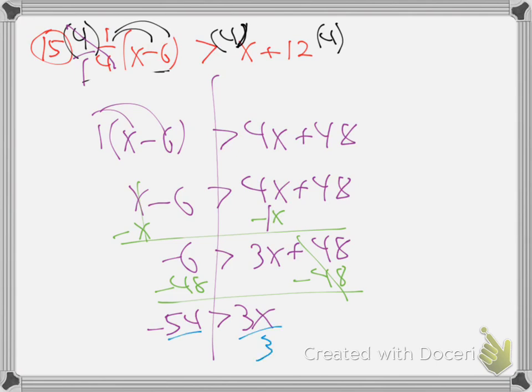Divide by the 3. Do not flip. And yeah, don't flip, because I'm dividing by a positive number, not a negative. So what does that give? Bring it up here. That's minus 18 less than x.